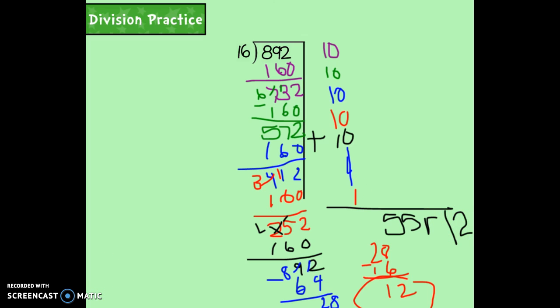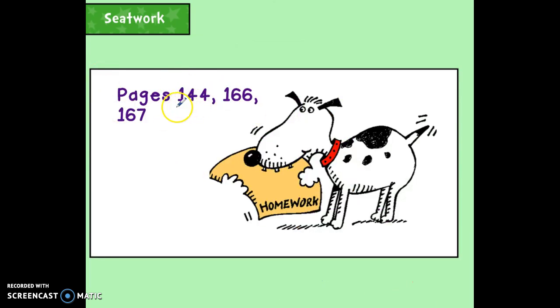That is the partial quotients method where you just keep practicing. I have a video linked if you'd like to try the video. I know this was a long lesson, so what I want you to try to work on is just see how far you can get on pages 144, 166, 167. Don't worry if you don't finish those. Good luck.